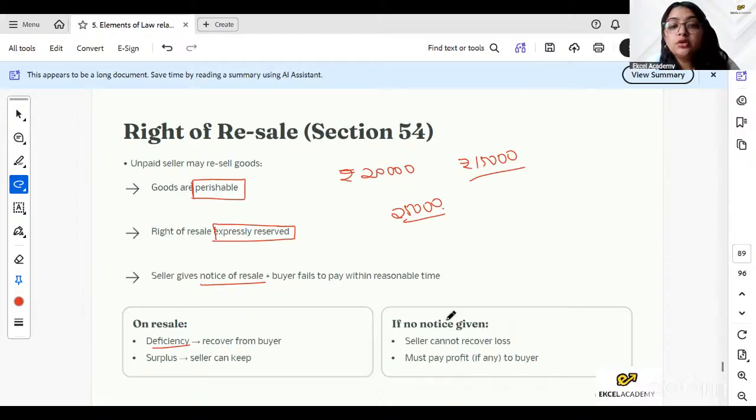If no notice is given, what notice? Notice of resale. If no notice is given, the seller cannot recover any loss and must pay the profit, if any, to the buyer. Why? Because the buyer is supposed to be the owner of the goods. I hope you are understanding the concept of the unpaid seller's rights.